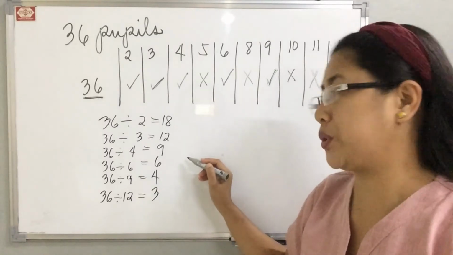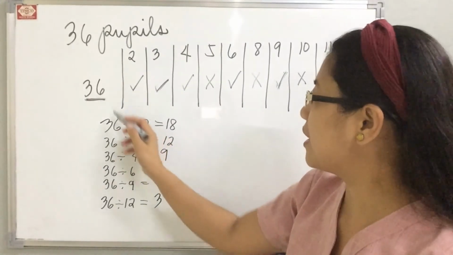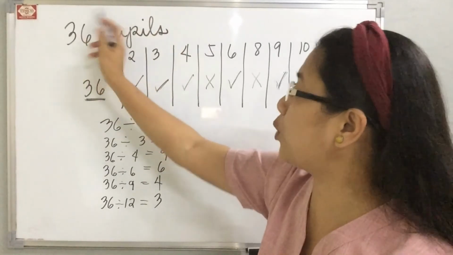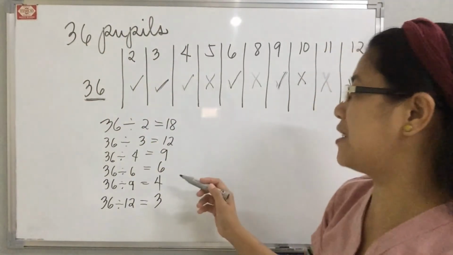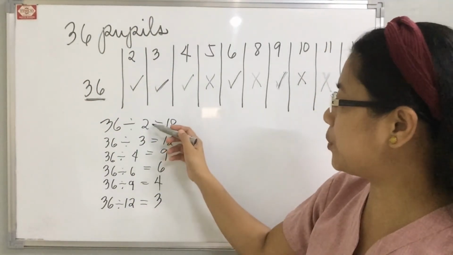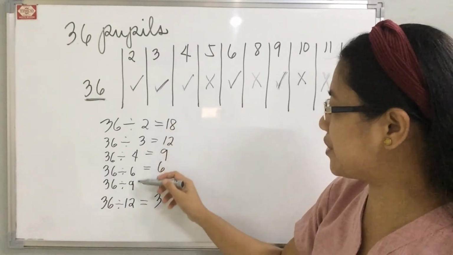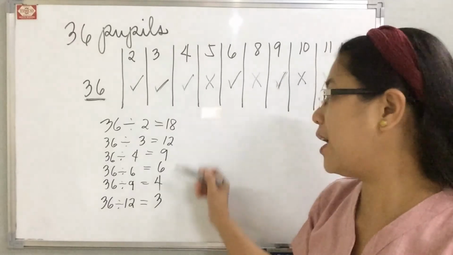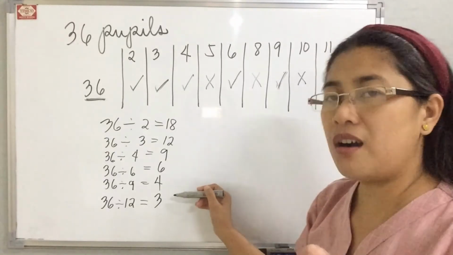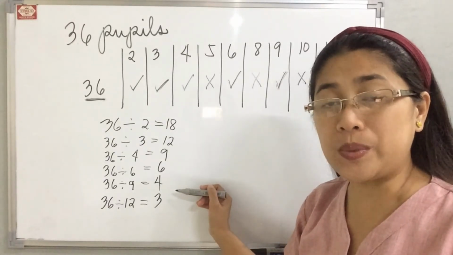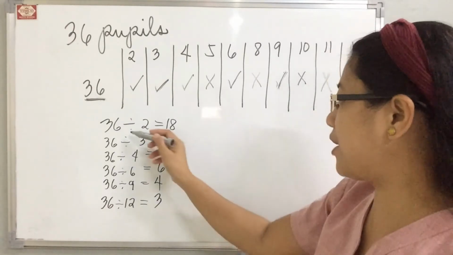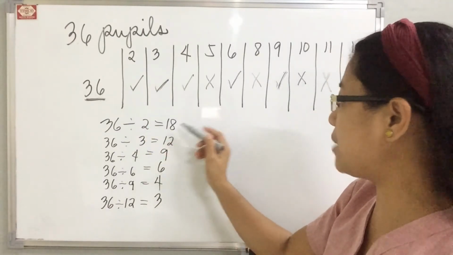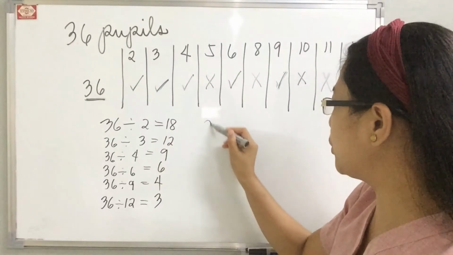Let's identify the number of groups and how many pupils are in each group. Since 36 is the total number of pupils in the class, these numbers 2, 3, 4, 6, 9, and 12 are the number of groups. And the answers here are the number of pupils per group. So, let's have 36 divided by 2. It means there are 2 groups.